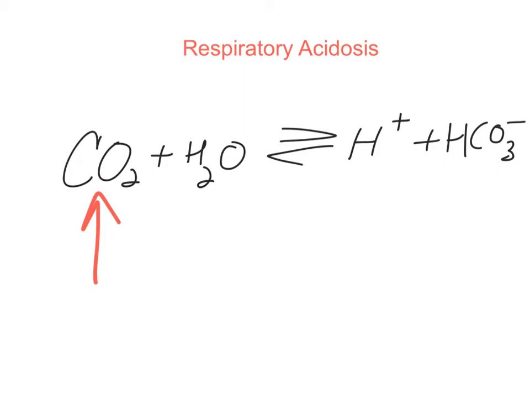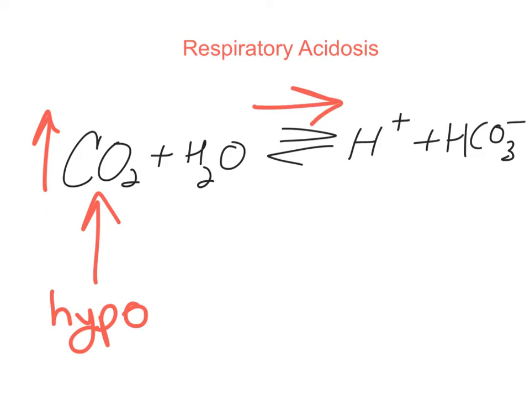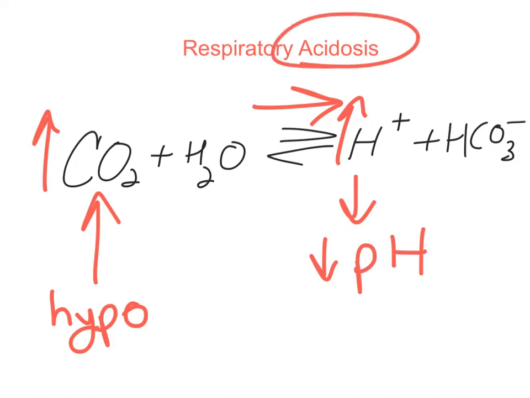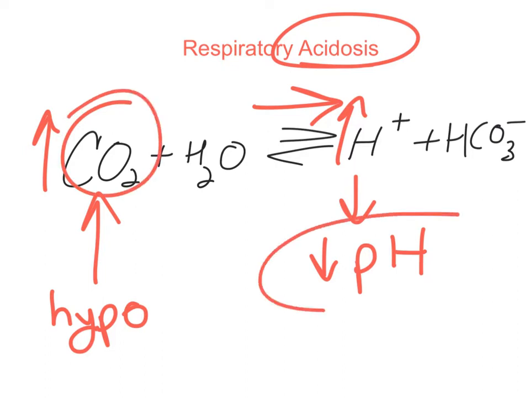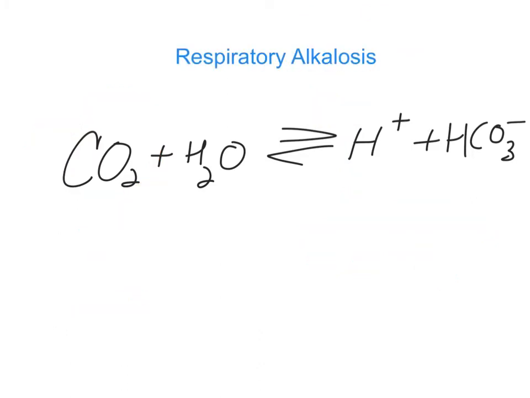And what we're going to look at here is that there has been an increase in CO2, and that would have resulted from hypoventilation, which is going to then shift the equilibrium to the right, and as a result, increase hydrogen ion concentration. Remembering that an increase in hydrogen decreases the pH, and that is why this is acidosis. So the key thing here is that the cause was a change in the CO2, and the result was a change in the pH.